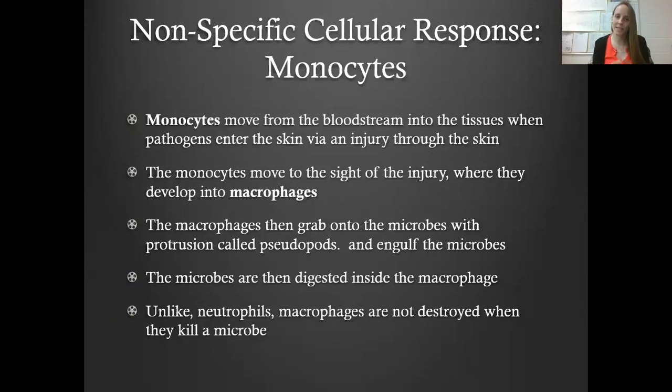Monocytes, also one of these cells of the nonspecific cellular responses. So monocytes also leave the bloodstream into the tissues anytime you have a pathogen coming in through your skin. Once the monocytes leave the bloodstream and go into your tissue, they develop into macrophages. Macrophages have little arm-like appendages called pseudopods that they grab on to the microbe with, and then just like the neutrophil, they engulf it, they eat it. Once the microbe is inside of the macrophage, the macrophage will digest the microbe. However, unlike the neutrophil, the macrophage does not digest itself, so it can go around and grab another microbe.